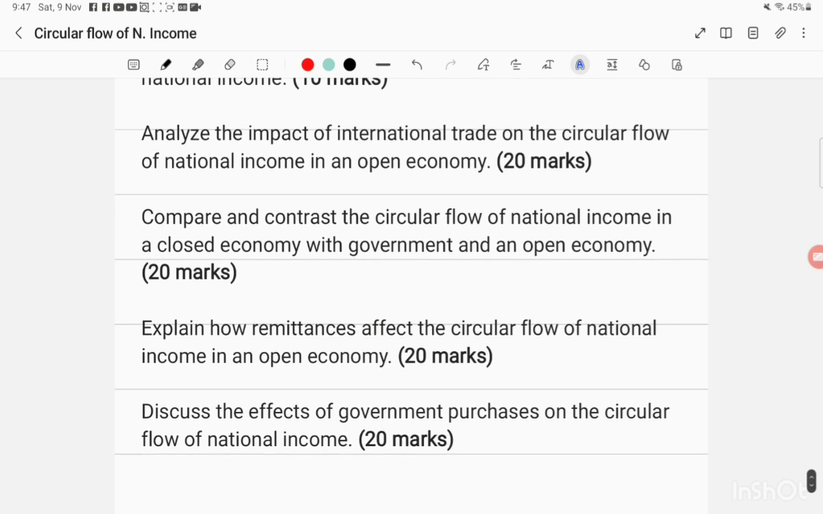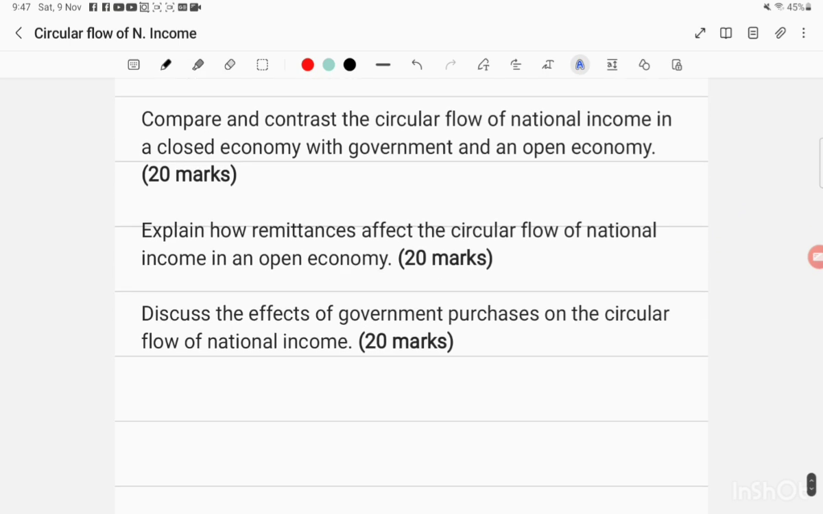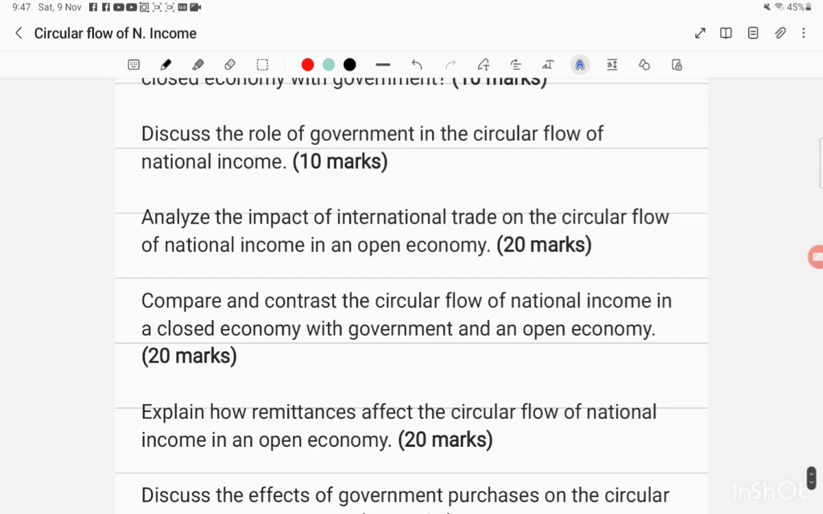Explain how remittances affect the circular flow of national income in an open economy. Discuss the effects of government purchases on the circular flow of national income. So all these things are the part of our lesson.